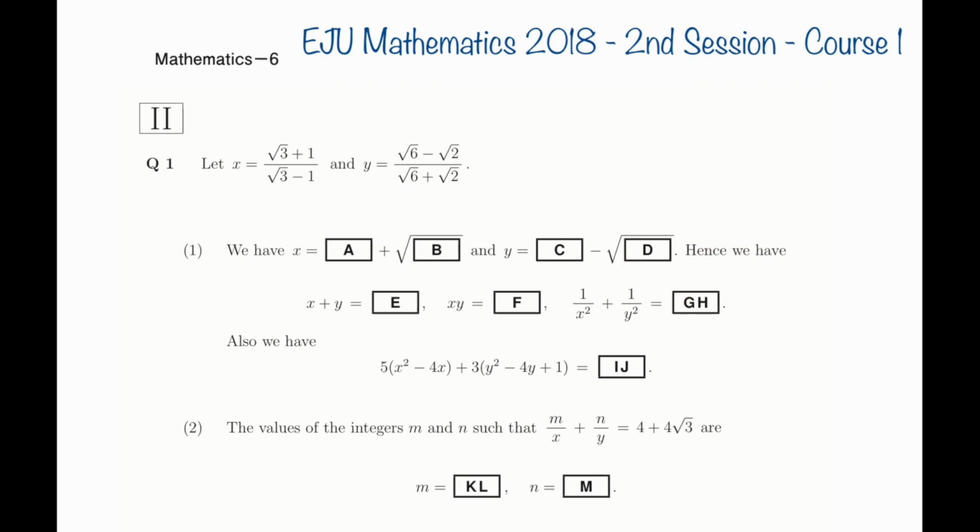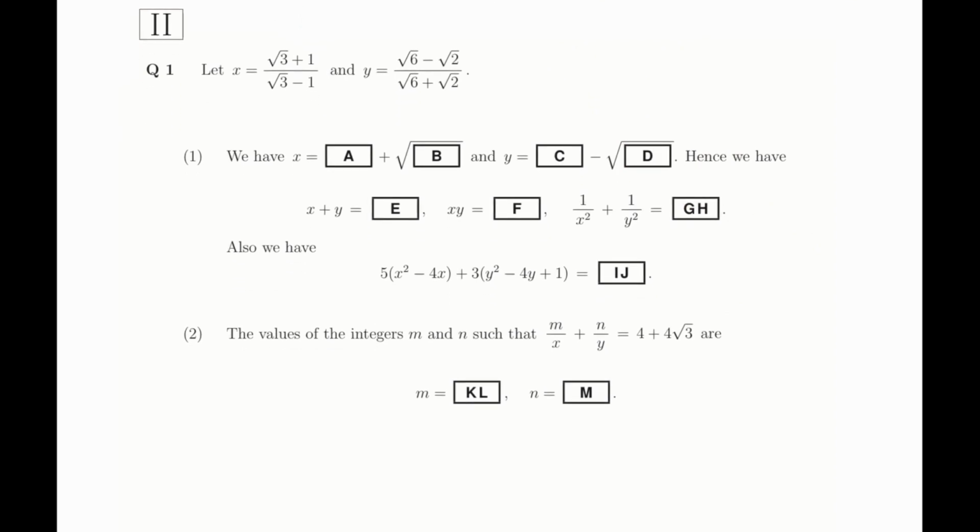Okay, in this question, we have x equals (square root of 3 plus 1) over (square root of 3 minus 1), and y equals (square root of 6 minus square root of 2) over (square root of 6 plus square root of 2). And then we have x equals blah blah blah and y equals blah blah blah. If you see from this form, you can see that we will obtain x and y if we rationalize the denominator of these two expressions.